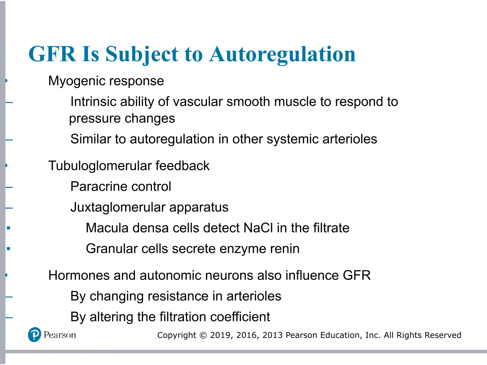So how does the nephron auto-regulate its filtration rate? And there are three methods. There's the myogenic response, there's tubuloglomerular feedback, and then there are hormones that can affect the filtration rate. That's how it can regulate itself.